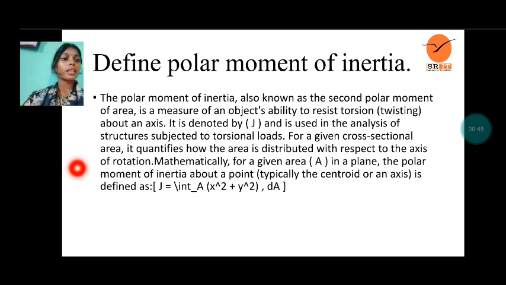Mathematically, for a given area A in a plane, the polar moment of inertia about a point, typically the center, or an axis, is defined as J equals integral over A of (x bar squared plus y bar squared) dA.